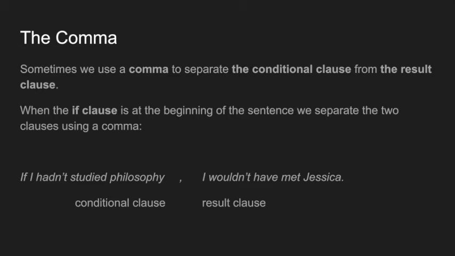So let's see the example. It says, if I hadn't studied philosophy, that is the conditional clause, then we have a comma. I wouldn't have met Jessica. That is the result clause. So we have a comma in the middle that is separating each clause. Before the comma, we have the conditional clause, and after the comma, we have the result clause. That is going to help us identify which is the conditional clause and which is the result clause.